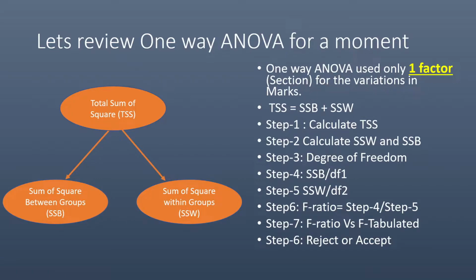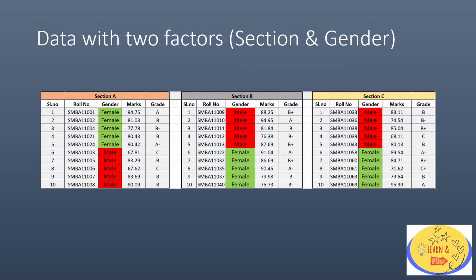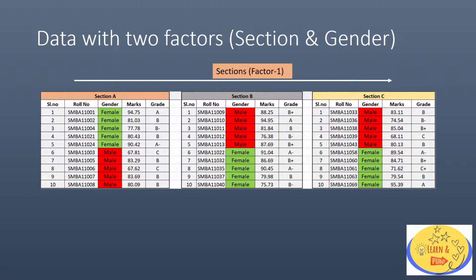Two-Way ANOVA follows the same process, but instead of having only one sum of square between groups, now we have some more because of the factors, and here we have 2 factors. The first one is the same, which is section, and the second one is gender, where we have 2 categories, male and female. So this is the data we have. Now let's see what is the difference in Two-Way ANOVA.